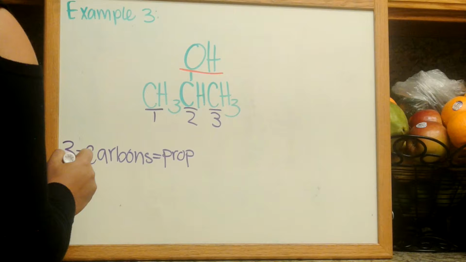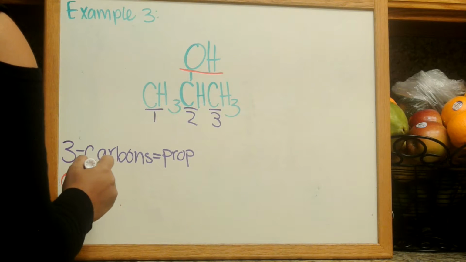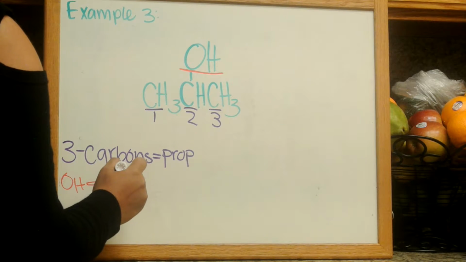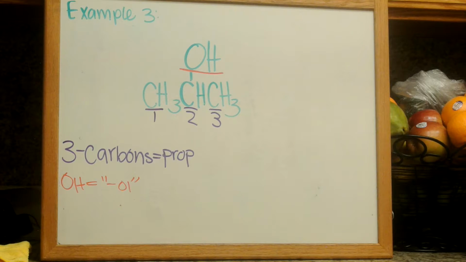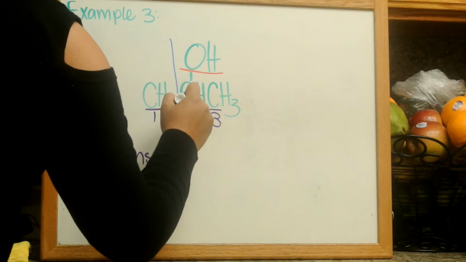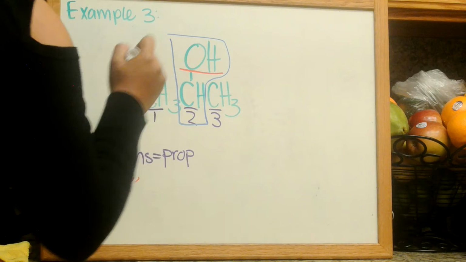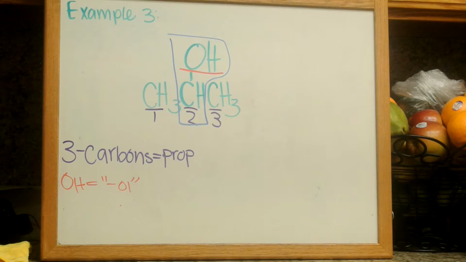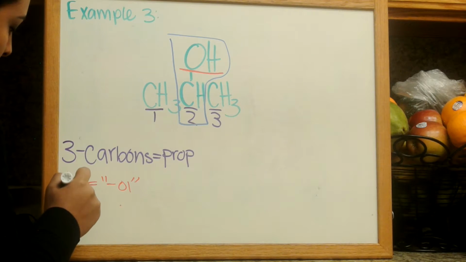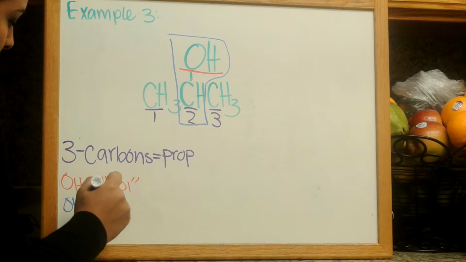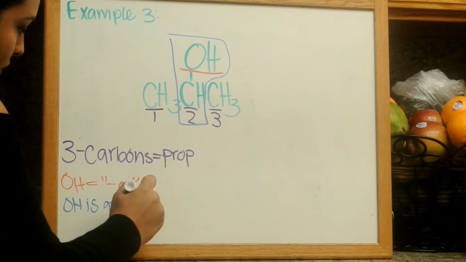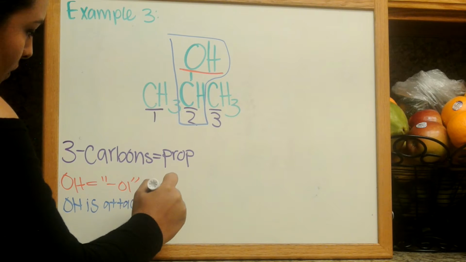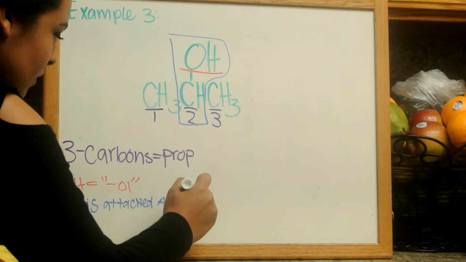Then I classify if I have an alcohol. With that being said, it's an OH, and I make a note that I need to change it to OL at the end. Then the OH is attached to the second carbon. Because there's more than 2 carbons, I need to classify where the hydroxyl OH group is located. The OH is attached to carbon 2.